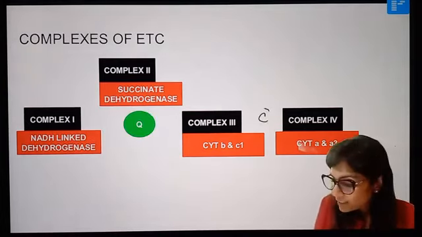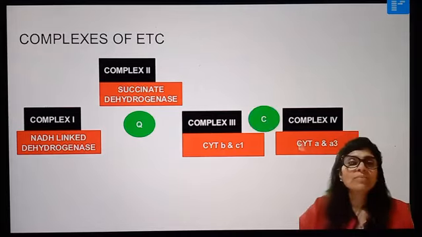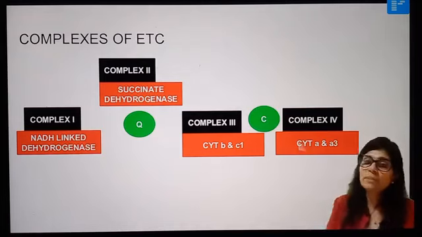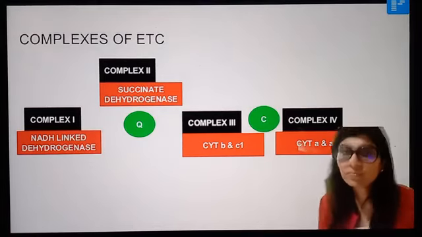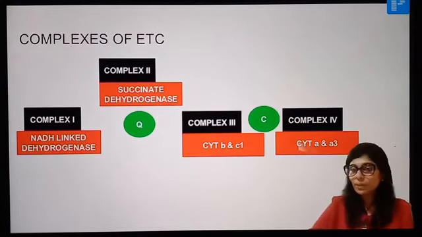The other one is cytochrome C, placed between 3 and 4. Q is placed between 1 and 3. Cytochrome C is placed between 3 and 4. Okay, so what is the direction of transport of electrons?